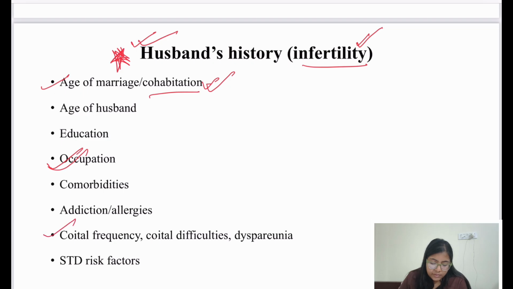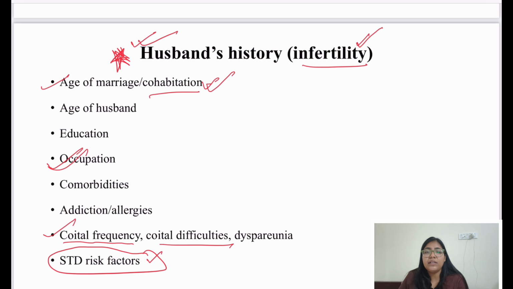And also ask about coital frequency, if they are aware of the fertile period or not. During coitus, ask if her husband or she faces any problem, like her husband may be facing premature ejaculation or retrograde ejaculation, or if she has any complaint of dyspareunia or vaginismus. So ask about that also. And there is history, this is very sensitive to ask, but you have to ask it, of multiple partners or not.